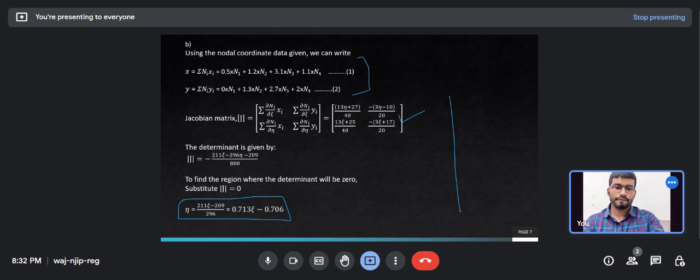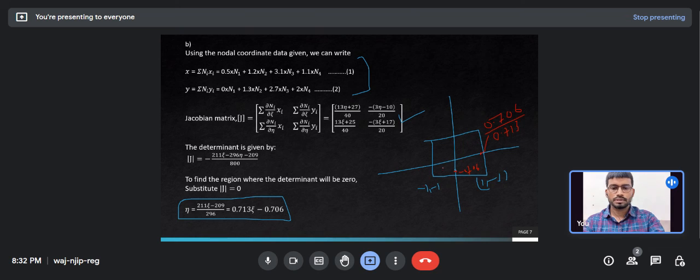And once we plot this one, this is minus 1, minus 1, 1, minus 1, and here it will be minus 0.706, and it will be 0.706 divided by 0.713. So this is slightly less than 1, so it will be within the element.